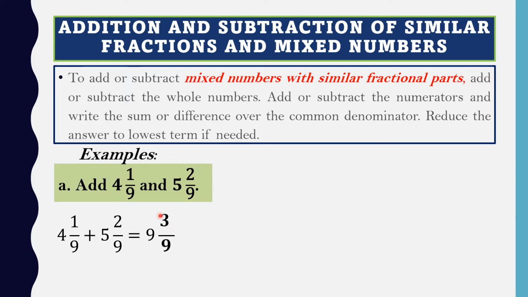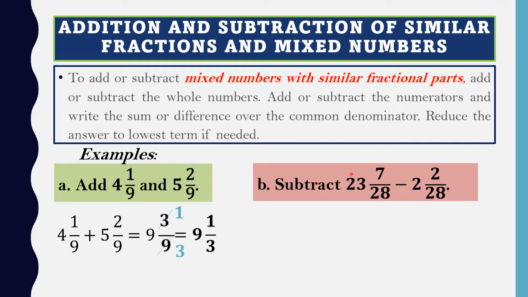But 3 and 9 have a common factor, which is 3. So we can divide 3 and 9 by 3 to simplify this fraction. So 3 divided by 3 is equal to 1, and 9 divided by 3 is equal to 3. We rewrite it. Our final answer is 9 and 1/3.